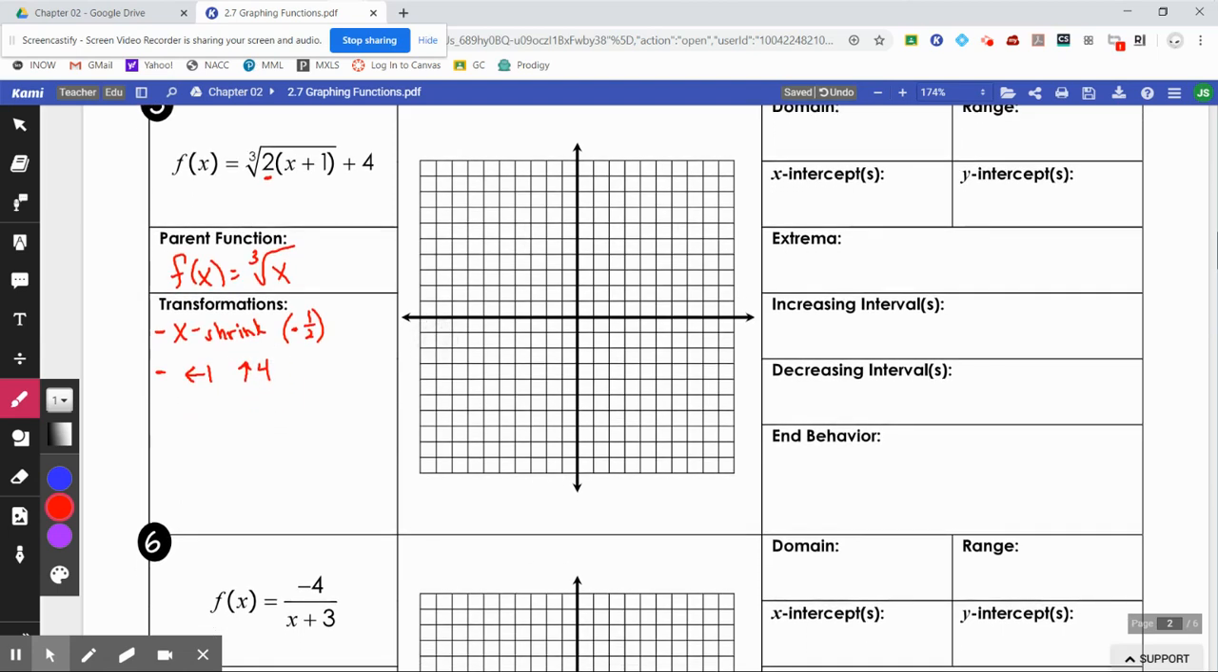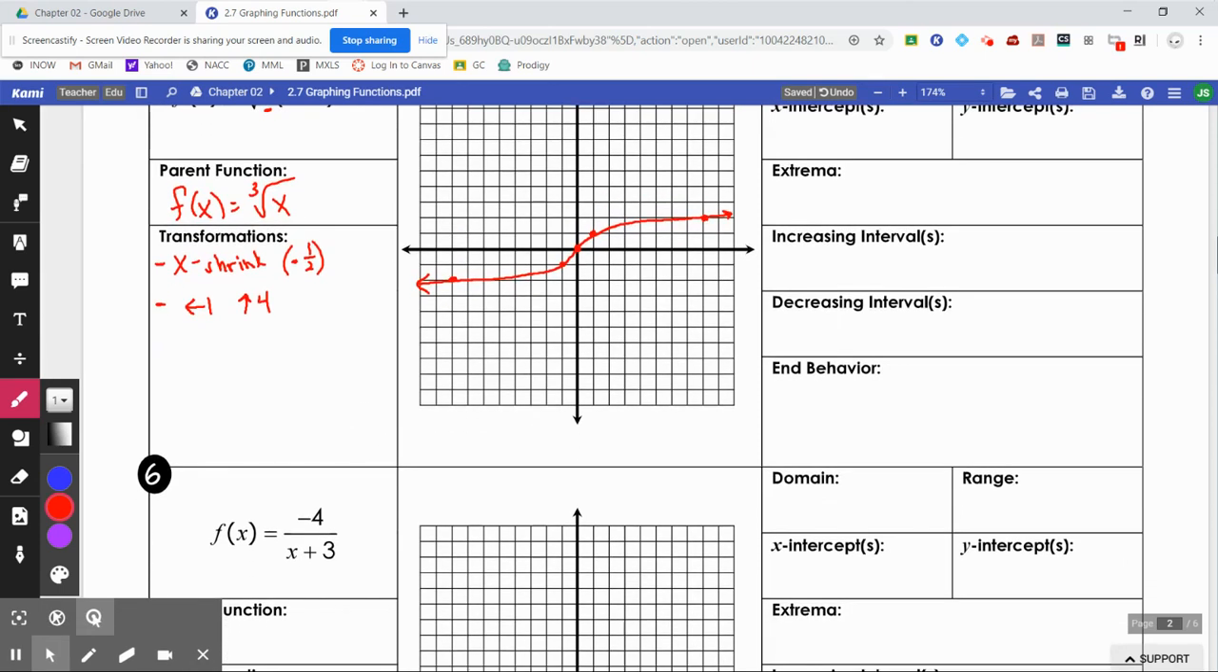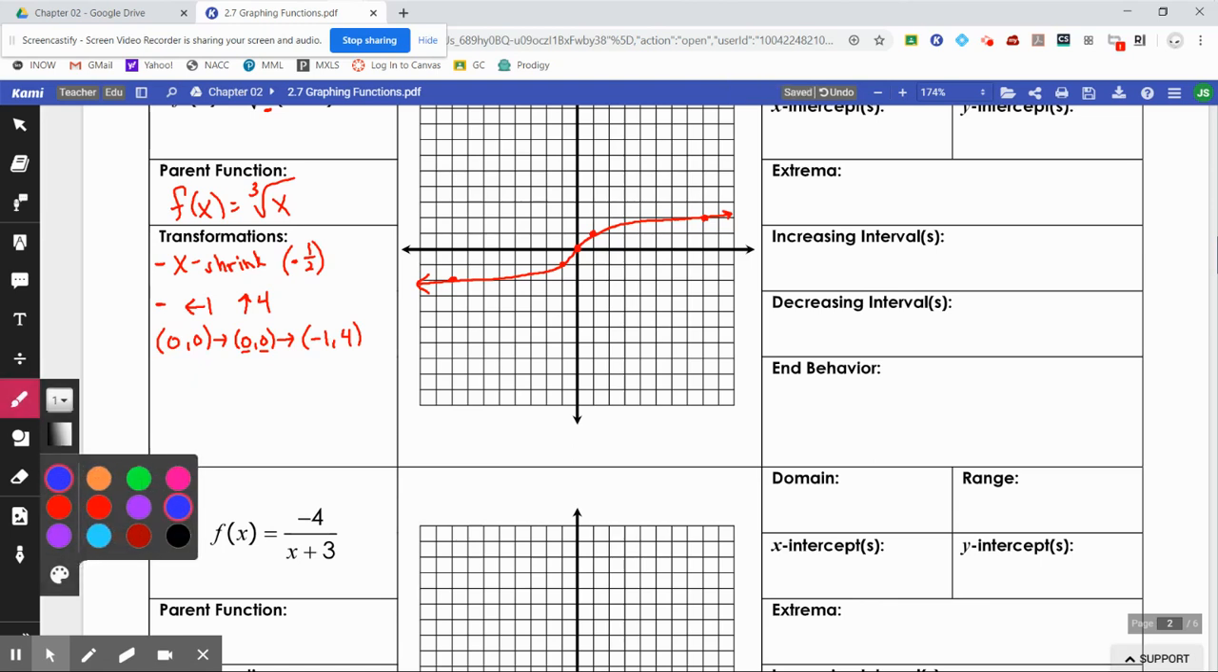So let's take a couple of points. Let's graph our parent function. Okay, now let's take a couple of points, 2 or 3 points off of our parent function, 0, 0 being 1, and let's perform these operations. X shrink times 1/2 means you're going to take your x value, multiply it by 1/2. Then you're simply going to take that point and move it left 1. So move the 0 left 1 and move the 4 up 4. So the 0, 0 has actually turned into point negative 1, 4. It is now located there.